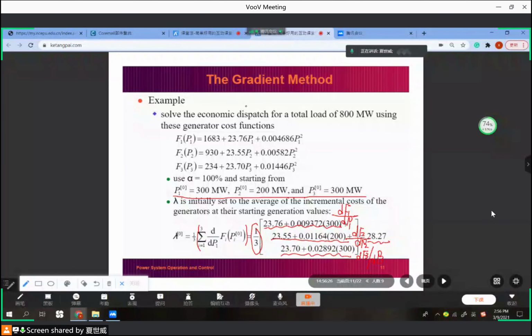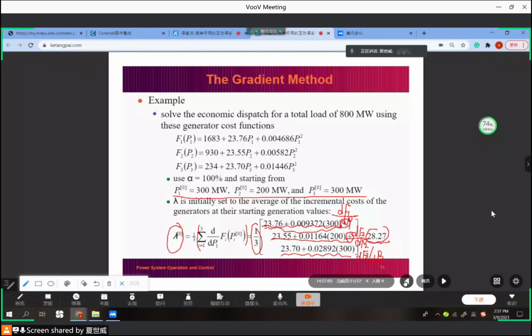For this example, we give the initial values for P1, P2, P3 like this: 300, 200, 300. We also give the value of lambda as the average of the incremental costs of these three generators. This is df1/dp1, this is df2/dp2, this is df3/dp3. Make a summation here and divide by 3. So this is the average. Okay, we got the initial value of lambda.